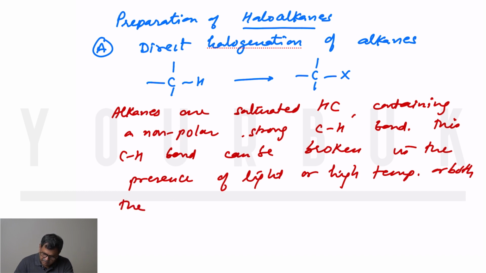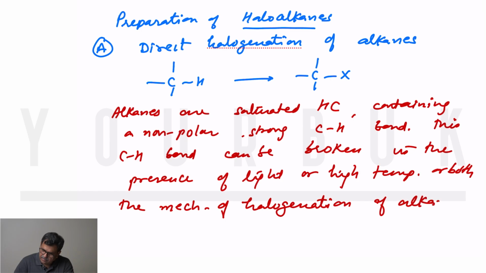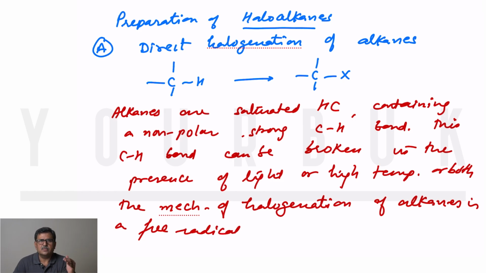So the mechanism of halogenation of alkanes is a free radical mechanism. So whenever the reaction requires the presence of light, high temperature or electricity, it means the reaction is proceeding via radicals. And the converse is also true. If I write it's a free radical mechanism, it means it requires the presence of light or heat or both sometimes. Free radical mechanism.